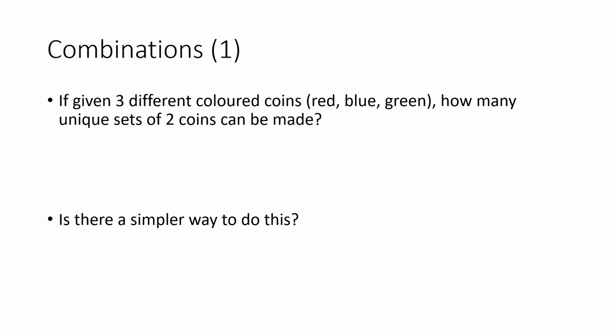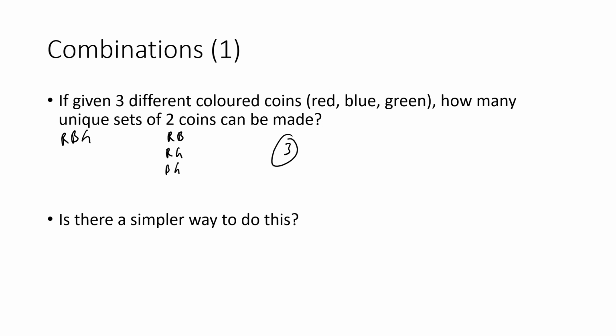Let's start off with combinations. If given three different colored coins, red, blue, and green, how many unique sets of two coins can be made? We have red, blue, and green. And how many sets of two coins can be made? We can have a red coin and a blue coin. We can have a red coin and a green coin. And we can have a blue coin and a green coin. So 3, that's the number of unique sets that can be made.